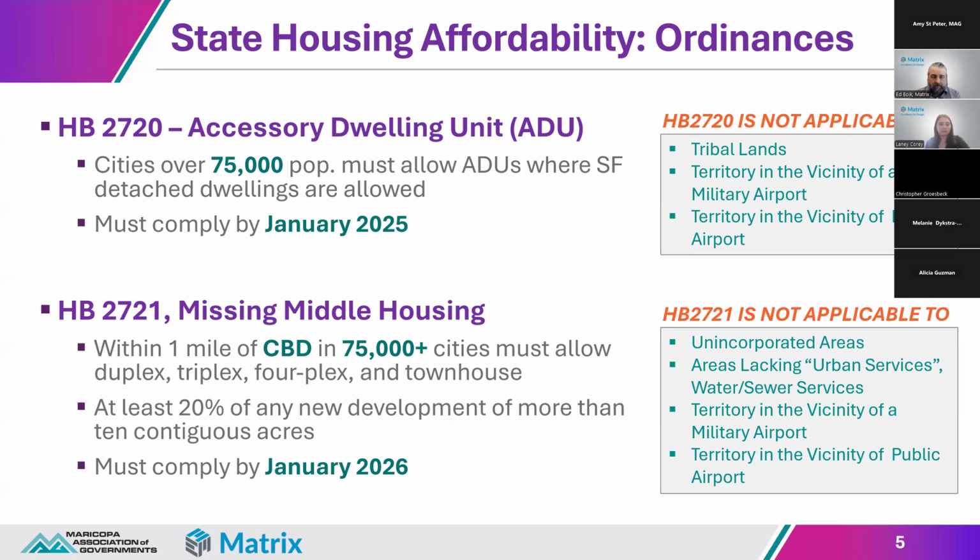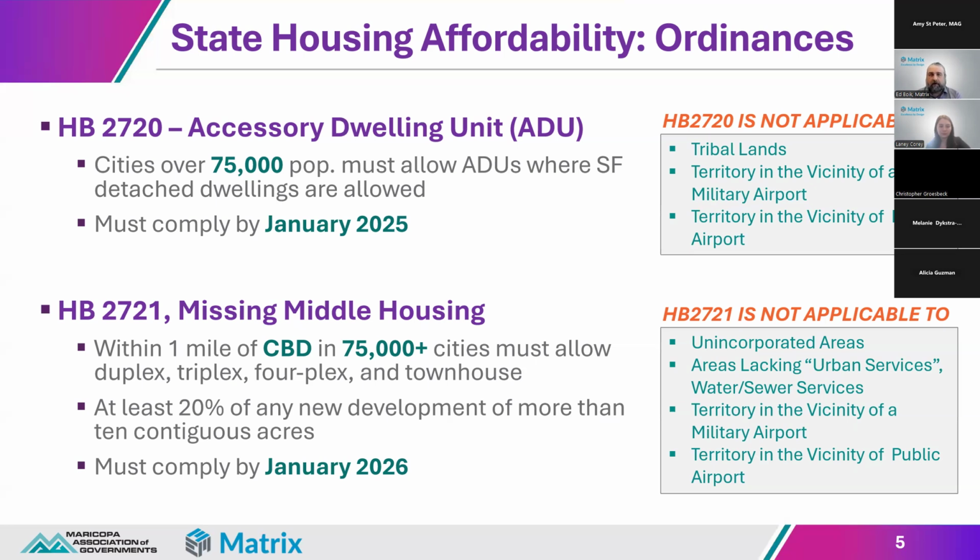Additionally, cities also have to allow for up to 20% of any new development of more than 10 contiguous acres to have missing middle housing. And I think there's going to be some interpretations that will come forward that make it a little bit more clear about what exactly that means. In terms of, does a city have to require 20% to be missing middle housing versus they have to support it if it's proposed, or does it apply only to commercial developments or residential developments, or does it apply to all developments? I think there's a couple little questions regarding that I certainly don't have the answers for at this point.